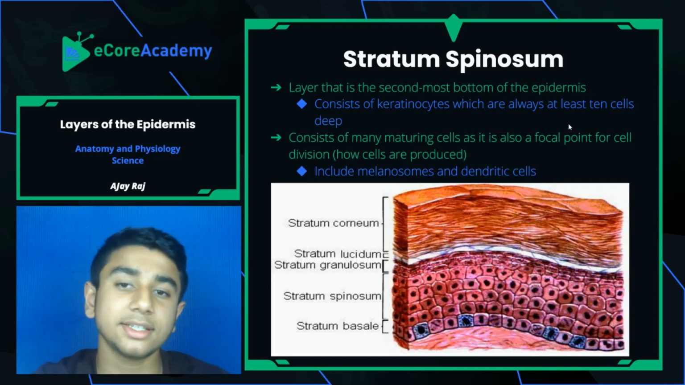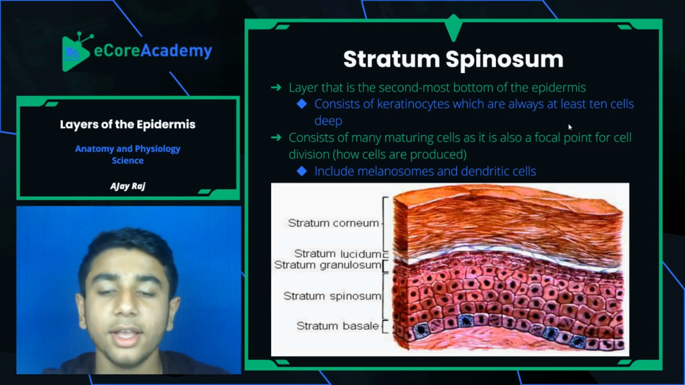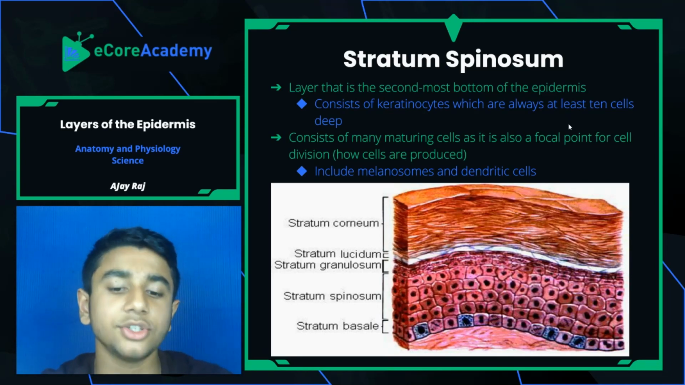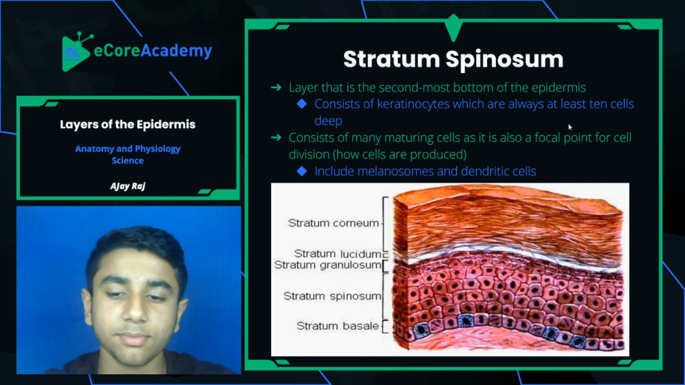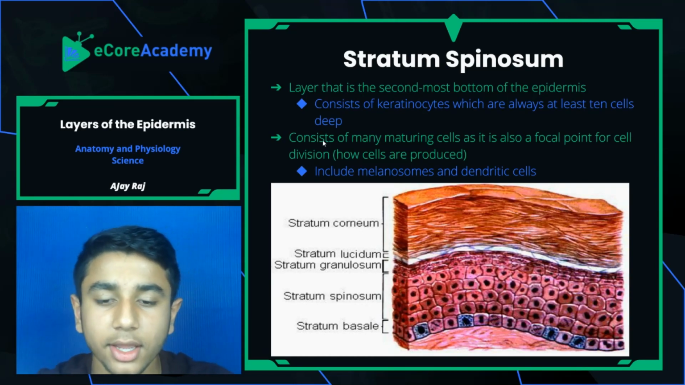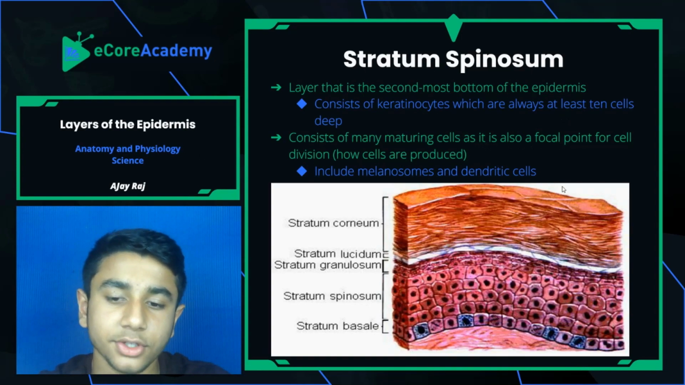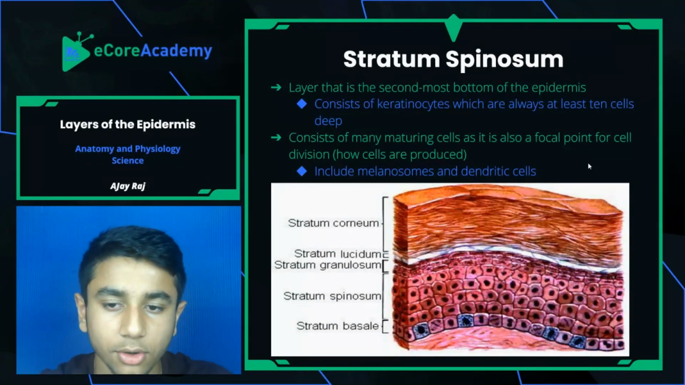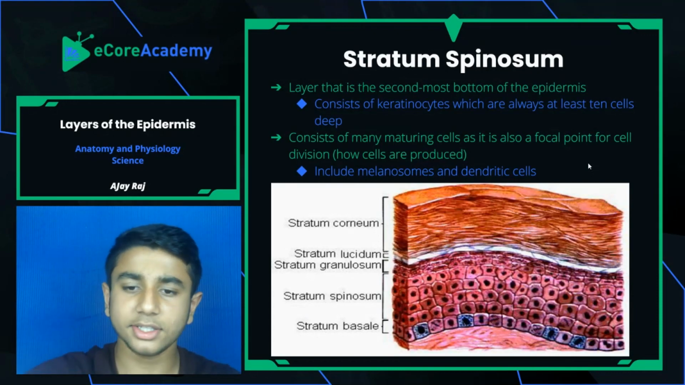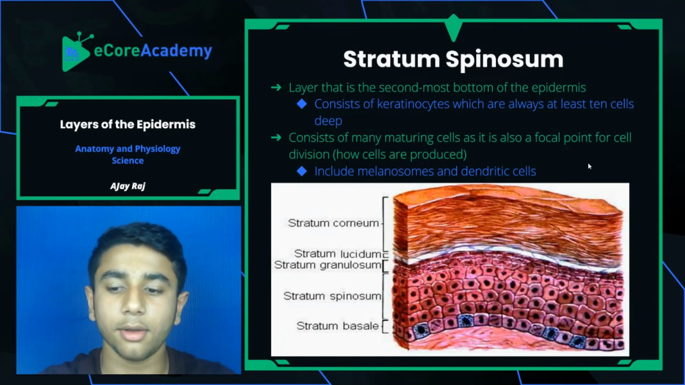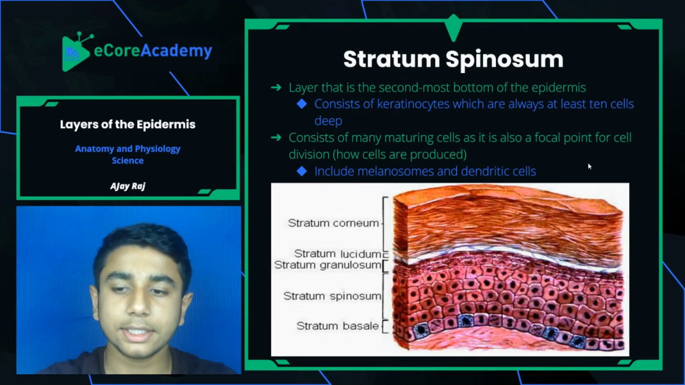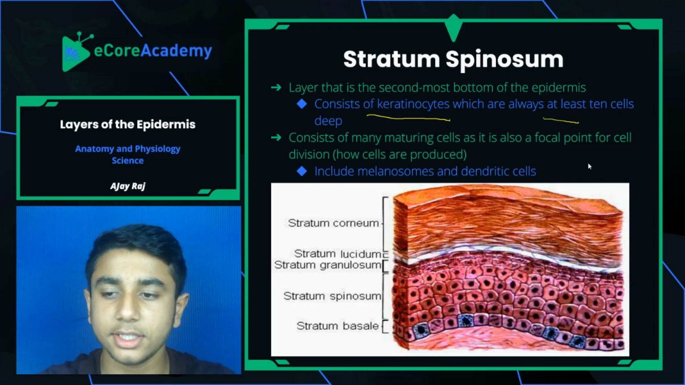You can tell that 10 cells on a microscopic level is very, very small, and in general the epidermis is extremely small as well. The stratum spinosum consists of many maturing cells, as it is also a focal point for cell division, how cells are produced. So I'm going to just recap. It consists of keratinocytes right here, which go about 10 cells deep. Keratinocytes are always at least 10 cells deep.